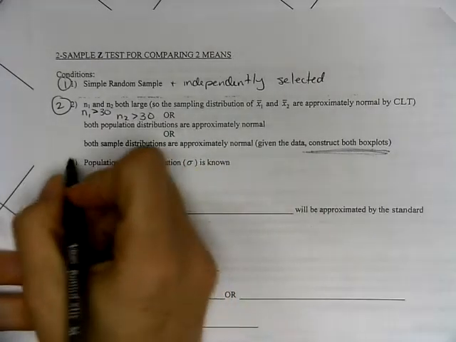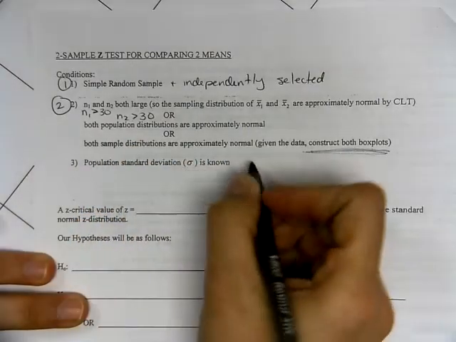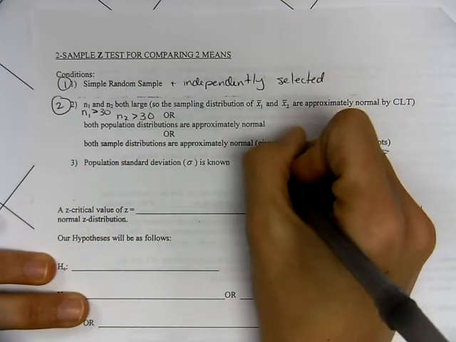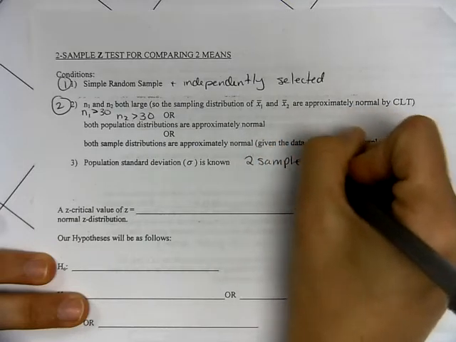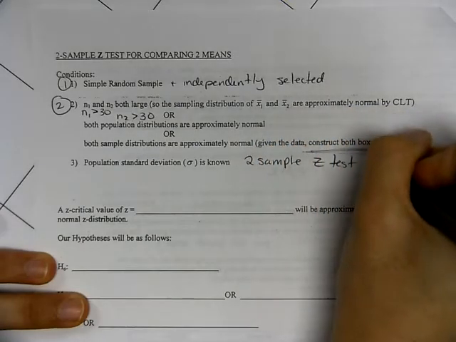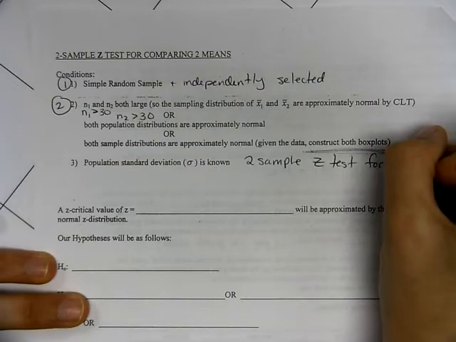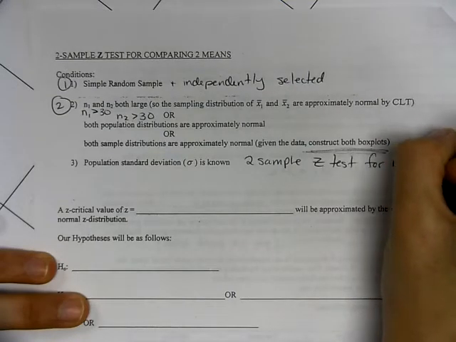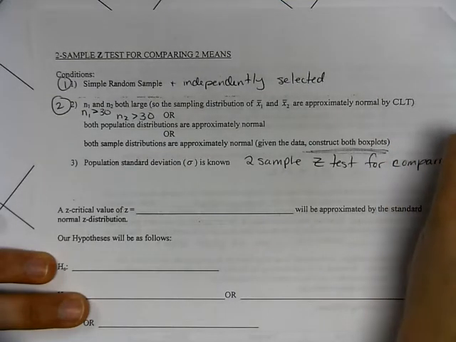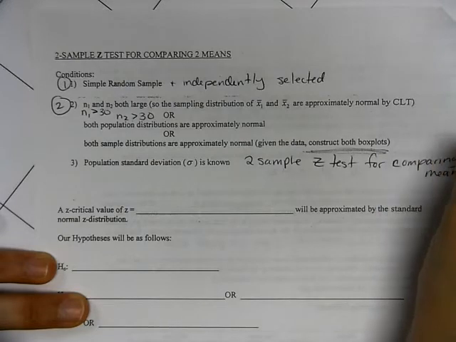And then if your population standard deviation is known, we're going to do a 2 sample Z test for comparing means.